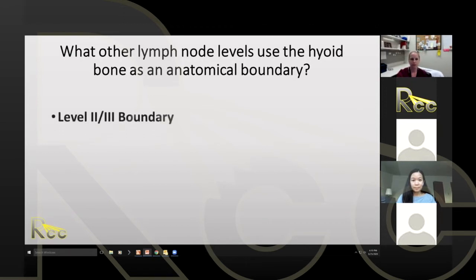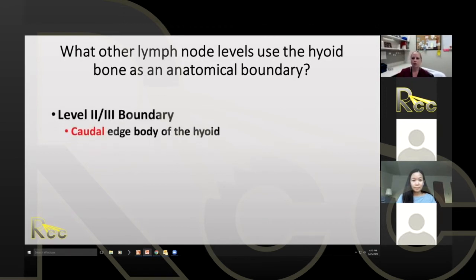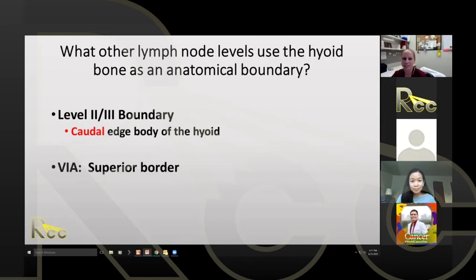Very good. Excellent. And then there's one other lymph node level that uses the hyoid bone as an anatomical boundary. Does anybody know what that is? So the superior border of level 6A specifically is also the caudal edge of the body of the hyoid. So that's something, when I think about that, I like to clarify these in my mind so that we can help to solidify these pieces of information.